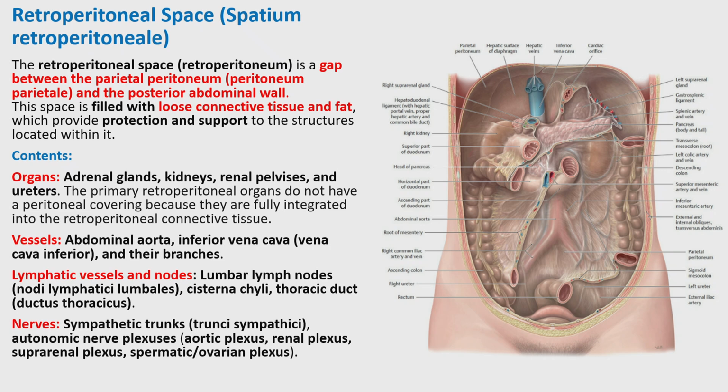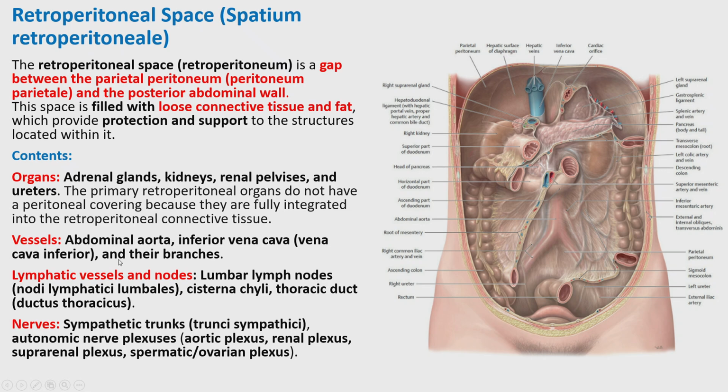Retroperitoneal organs are organs that are behind the peritoneum. If the organ is covered partially by only the parietal peritoneum, it's called a secondary retroperitoneal organ. If it's embedded inside the loose connective tissue of the retroperitoneum, it's a primary retroperitoneal organ. Here you have the contents of the retroperitoneum: organs, vessels, and lymphatics. The typical primary retroperitoneal organs are the kidneys, adrenal glands, and the vessels.